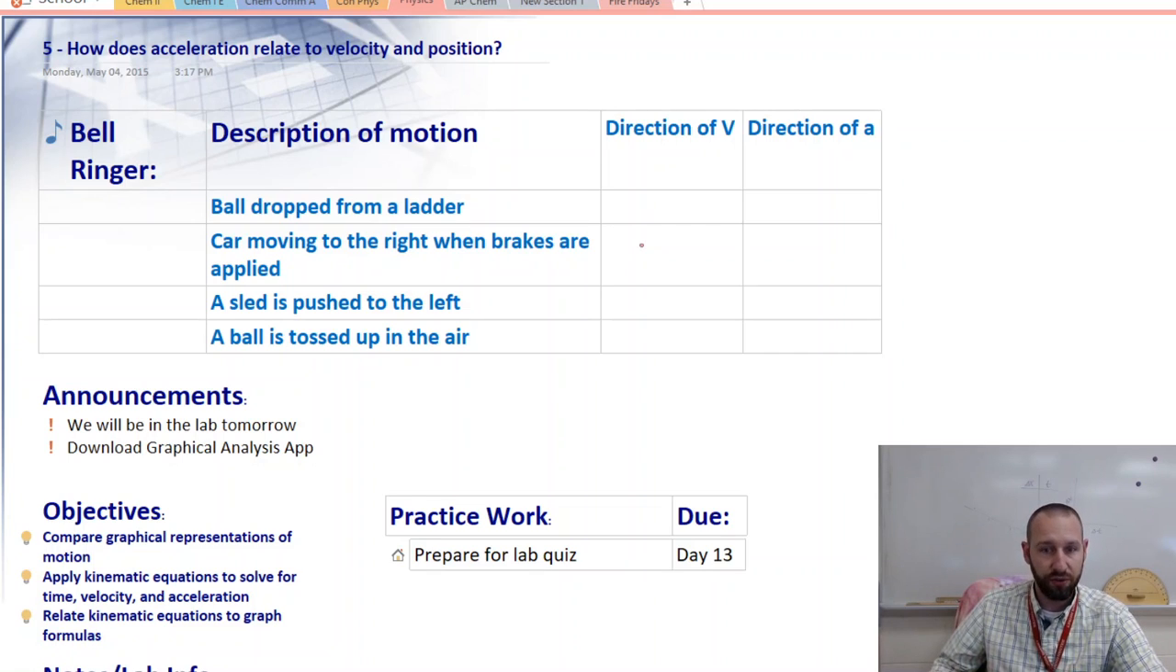So it's going to be moving to the right, but then you apply the brakes, okay? Is that direction of velocity positive or negative? Is the change in velocity positive or negative? Is the acceleration positive or negative? Same thing with a sled being pushed to the left, so you're thinking it's getting faster and faster as you push it, and then the ball getting tossed up in the air. What's the direction of velocity? What's the direction of acceleration? We'll come back to that in a couple of minutes.